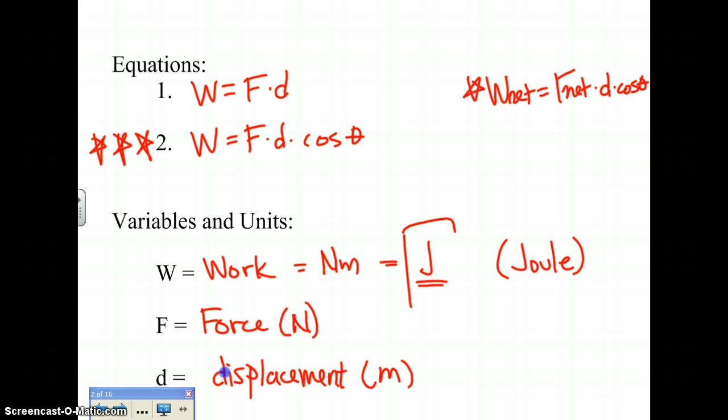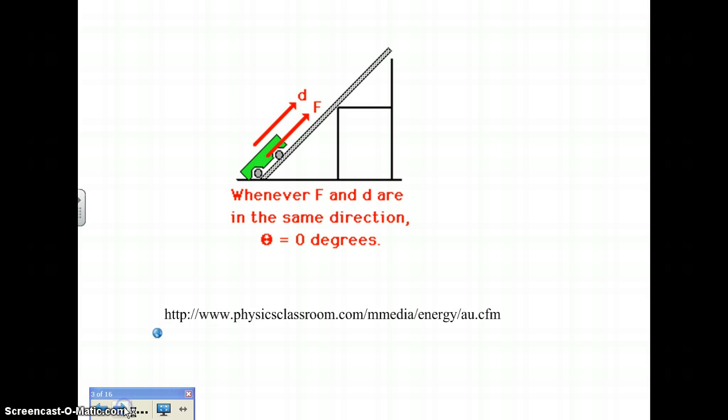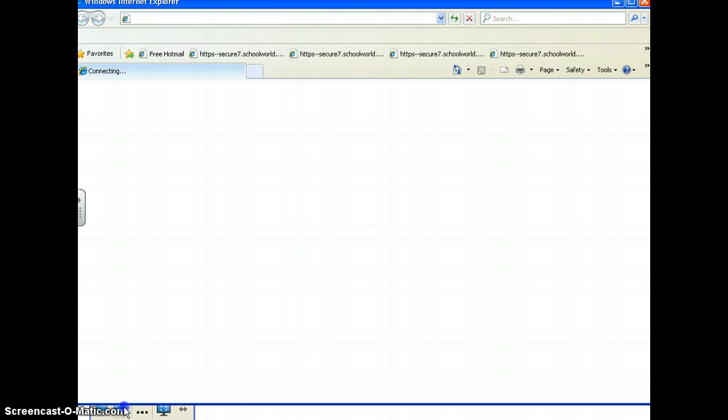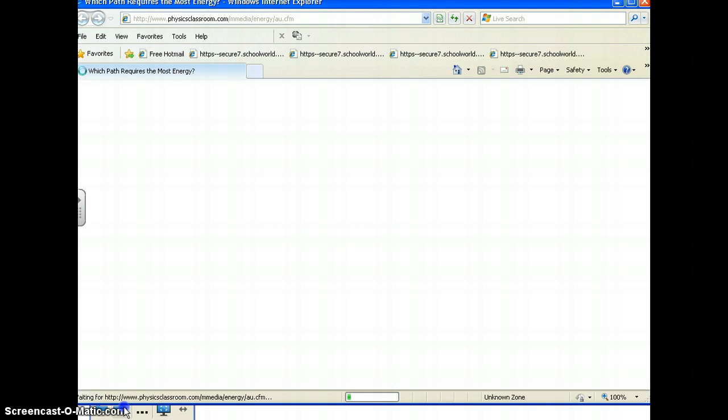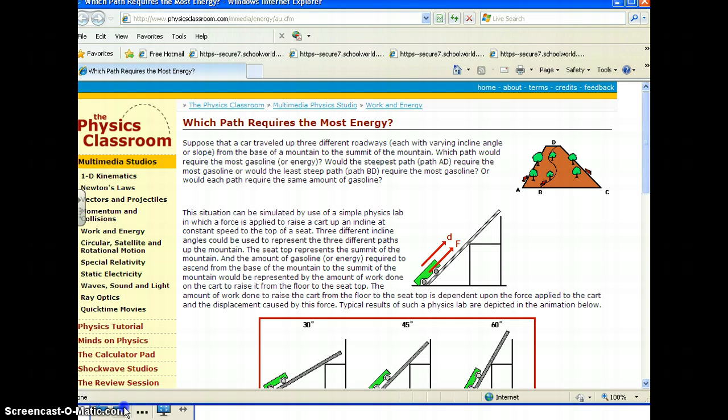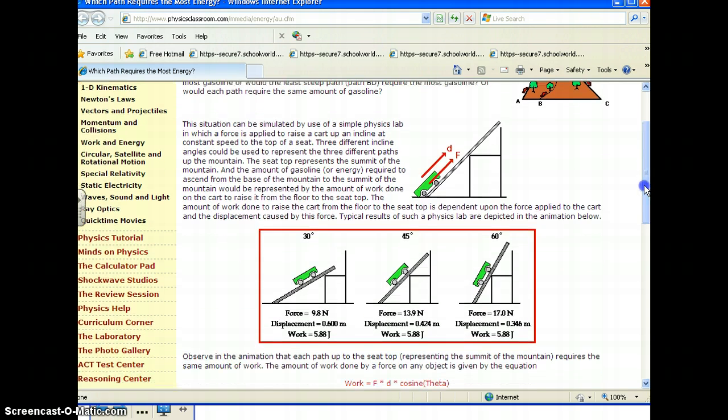Okay, so a capital J is what you're going to simply use for your units then for this. So looking at this scenario then, we can see that work is being done. And if we click on this little picture here, you'll be able to see that in this scenario, as the cart is being pulled up the hill here, no matter what the degrees are at 30, 45, and 60 respectively, that work is being done in the system.